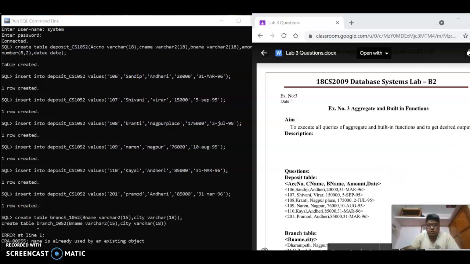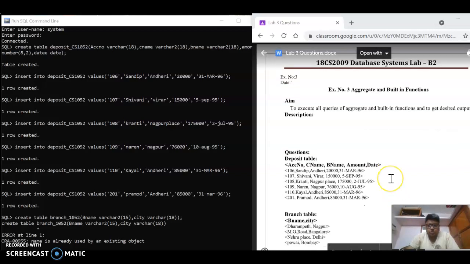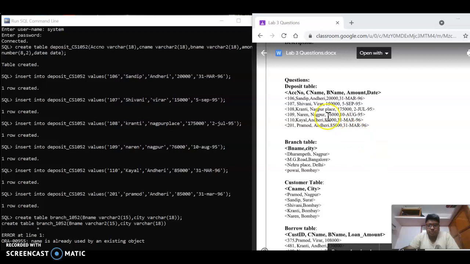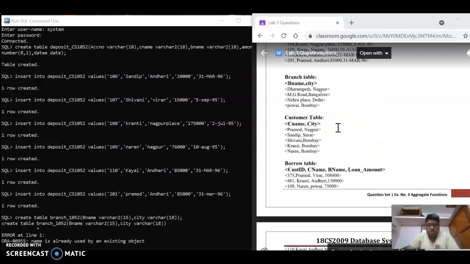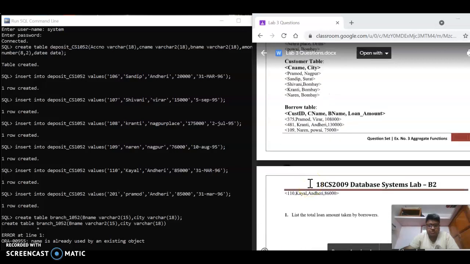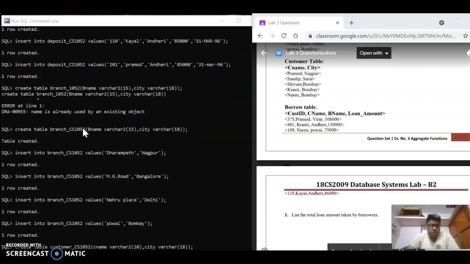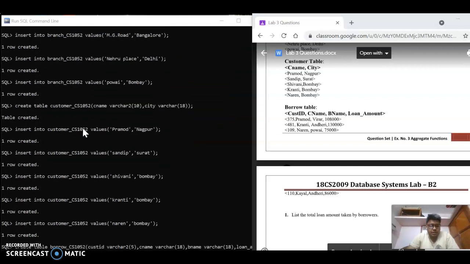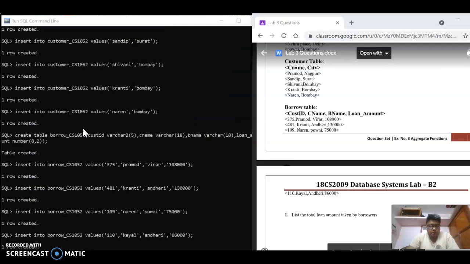URK19CS1052. In this video, we're going to see about aggregate and built-in functions. In this question, we have to create a deposit table and fill in these rows, a branch table and fill in these rows, and a customer table and a borrow table as well. So I created a deposit table, borrow table, branch table and customer table, and I created all the rows.